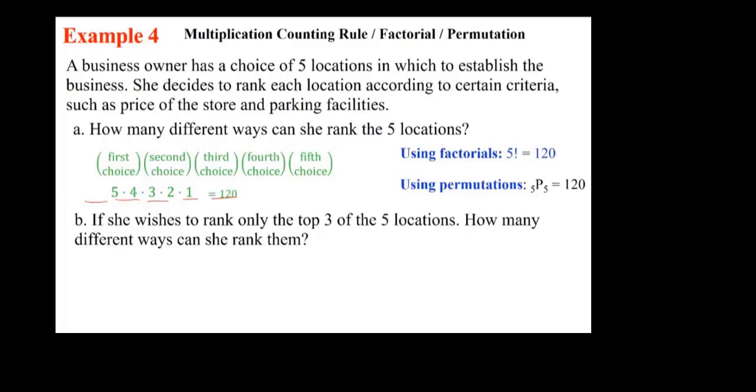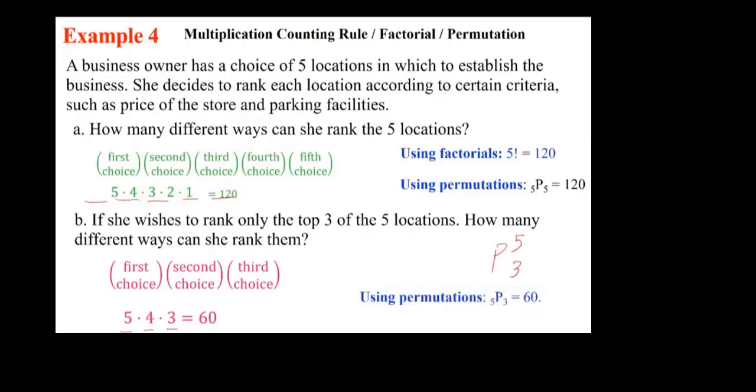The second one, we only want 3 of it. So again, we have a choice. We can say, okay, we want 3 of it. And so we go 5, 4, 3, and that's it. Or you can use permutation, 5 choose 3. Sometimes this notation is used. Both of them mean the same thing. They end up giving us 60 as the answer. So we want to choose 3 out of 5.